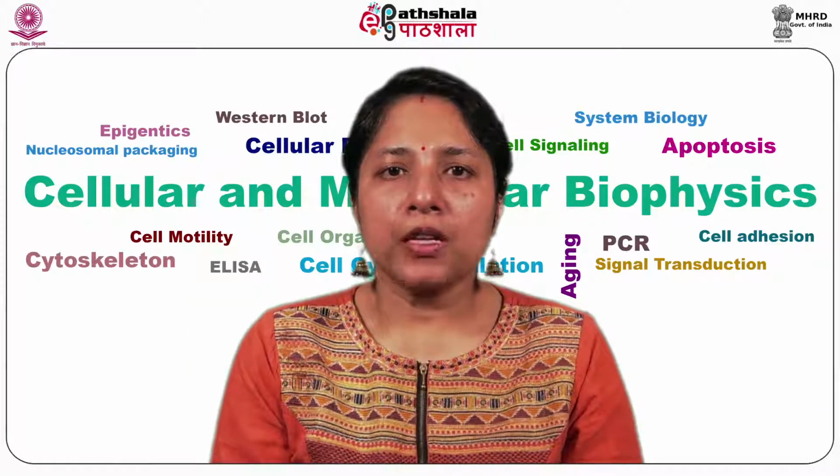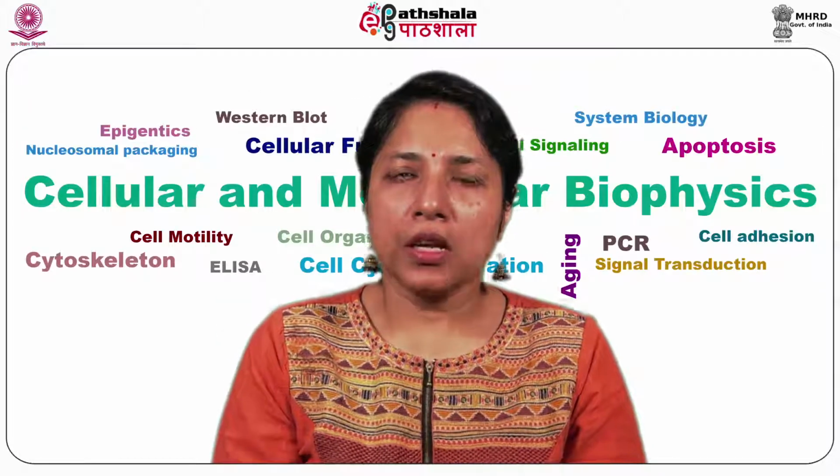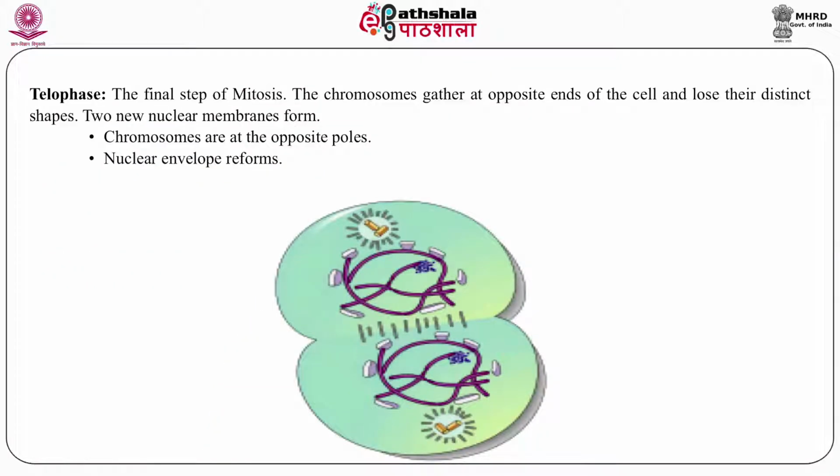Now, after metaphase, we see anaphase. The sister chromatids separate into individual chromosomes and are moved apart. The chromosomes are being pulled to the opposite sides of the cell towards the centrioles. And after this is done, we reach telophase, the final step of mitosis. The chromosomes gather at opposite ends of the cell and lose their distinct shape. Two new nuclear membranes form. Chromosomes are at the opposite poles and the nuclear envelope reforms because it has to divide the nuclei into two parts.